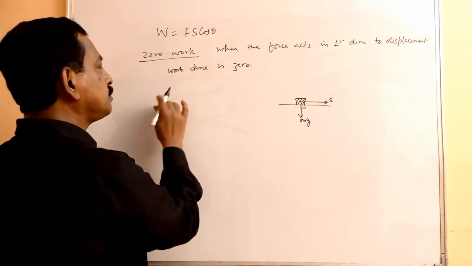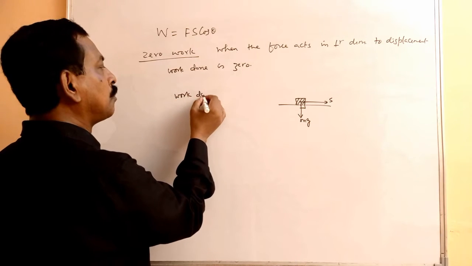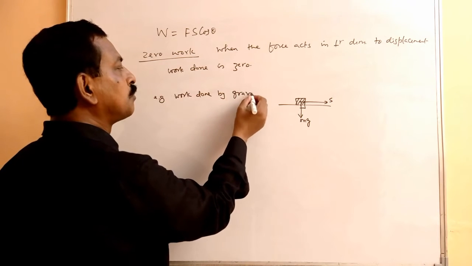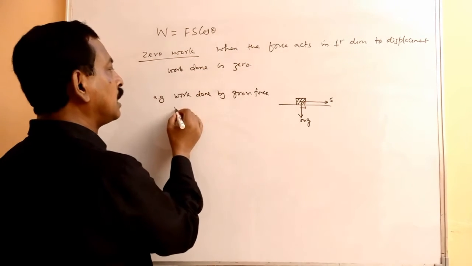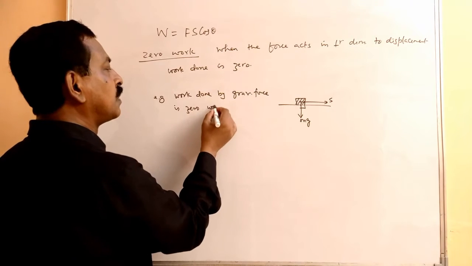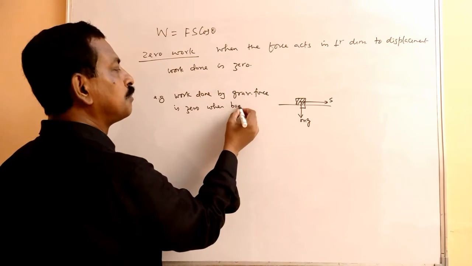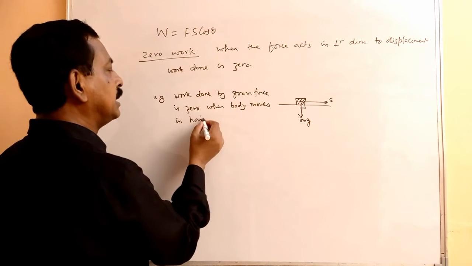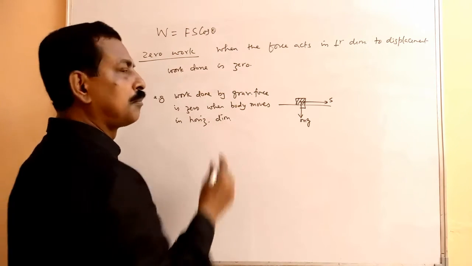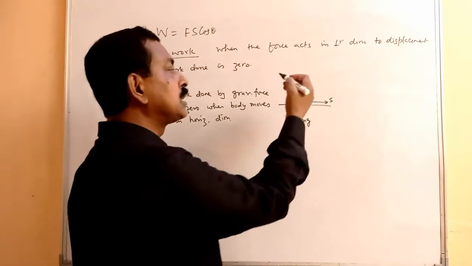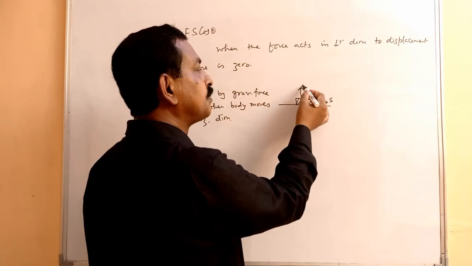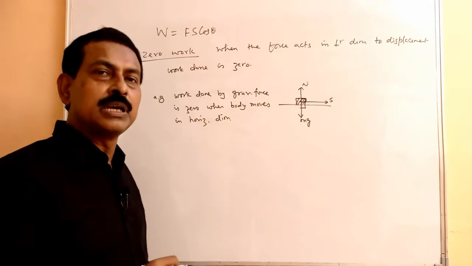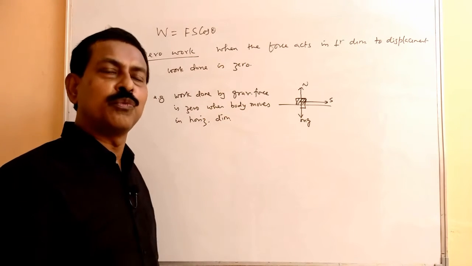So here work done by gravitational force is 0 when the body moves in the horizontal direction. Or even if you consider the work done by normal reaction, normal reaction is also perpendicular here when the body is moving in the horizontal direction. So work done by normal reaction also will be taken as 0.